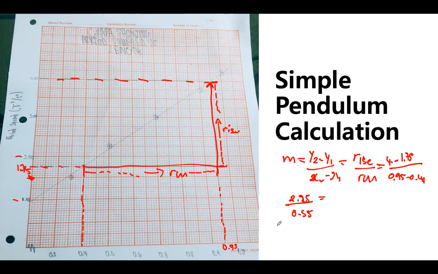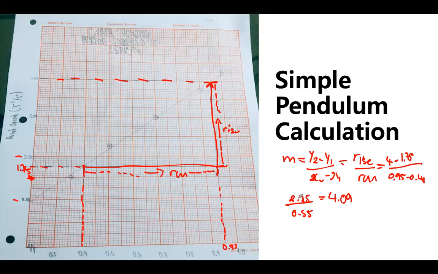Right, I'll try and do Hooke's law quickly. Let's see how quickly we can move. All right, what is our value here? 2.25 over 0.55. 4.09.